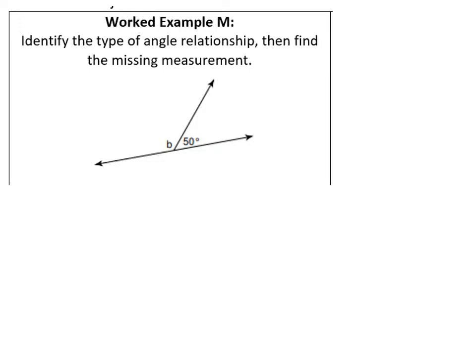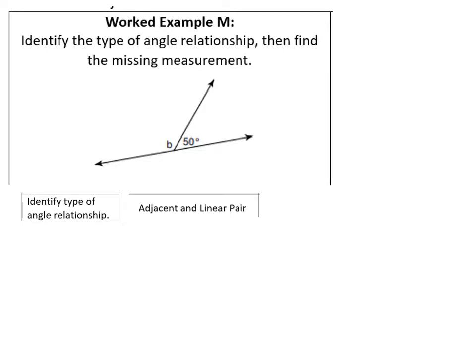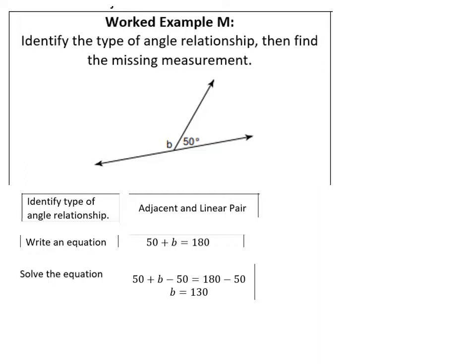Now, identify the type of angle relationship, then find the missing measurement. So identifying the type of angle relationship, these two are adjacent. They also are a linear pair. That means they're also supplementary. Write an equation. That means b plus 50 should equal 180 degrees. Solve, subtract 50 from both sides. We get b is 130. Write our answer. b is 130 degrees.